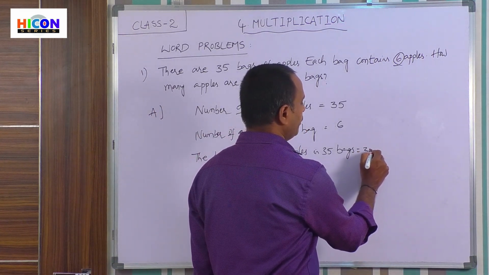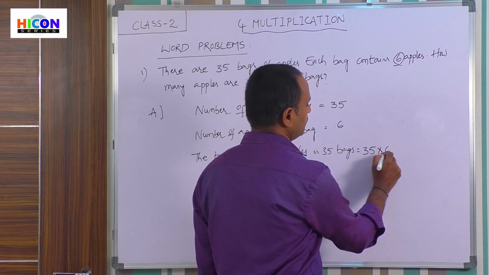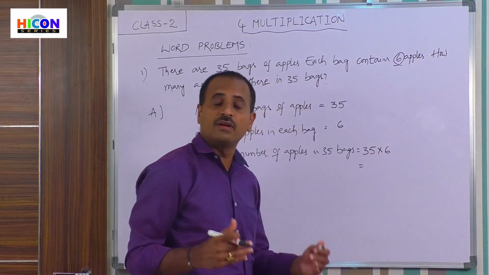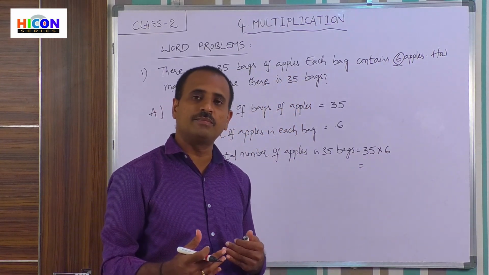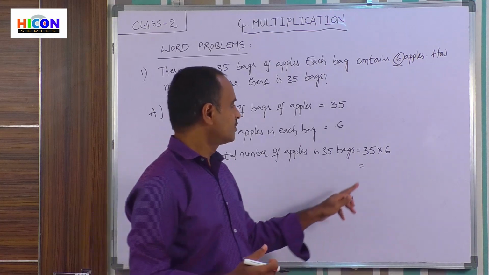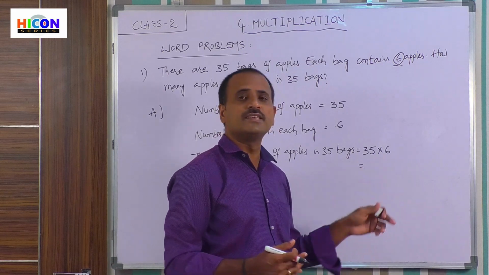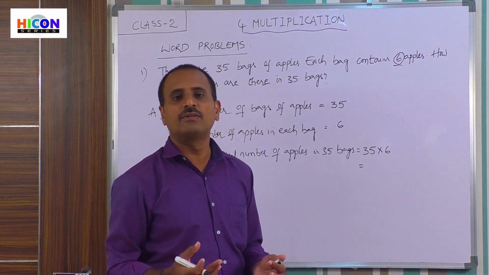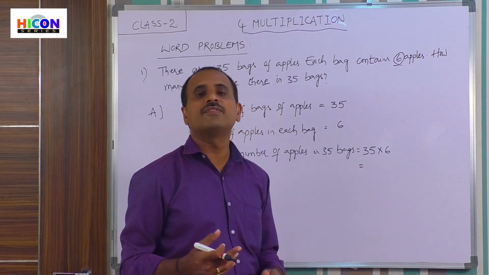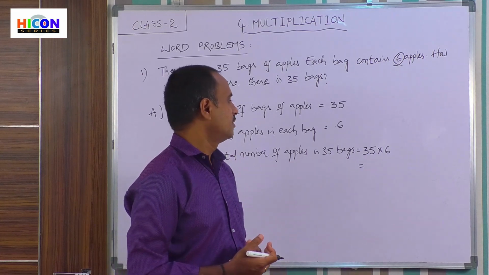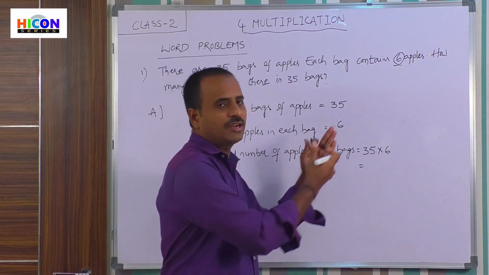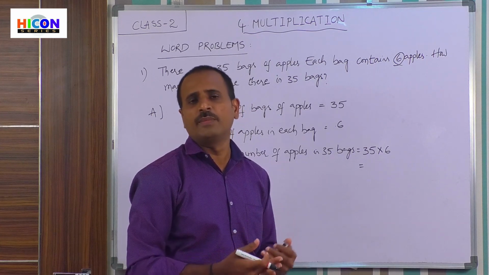That is 35 into 6. So already we have learned the multiplication of a 2-digit number with a 1-digit number. So here 35 is a 2-digit number and 6 is a 1-digit number. Now we have to multiply the 2-digit number with the single-digit number. So do the multiplication in the rough. So how to do the multiplication?